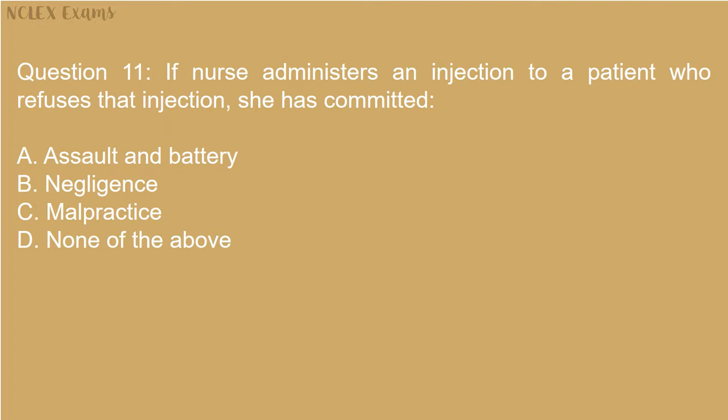Question 11. If a nurse administers an injection to a patient who refuses that injection, she has committed A. Assault and battery. B. Negligence. C. Malpractice. D. None of the above.